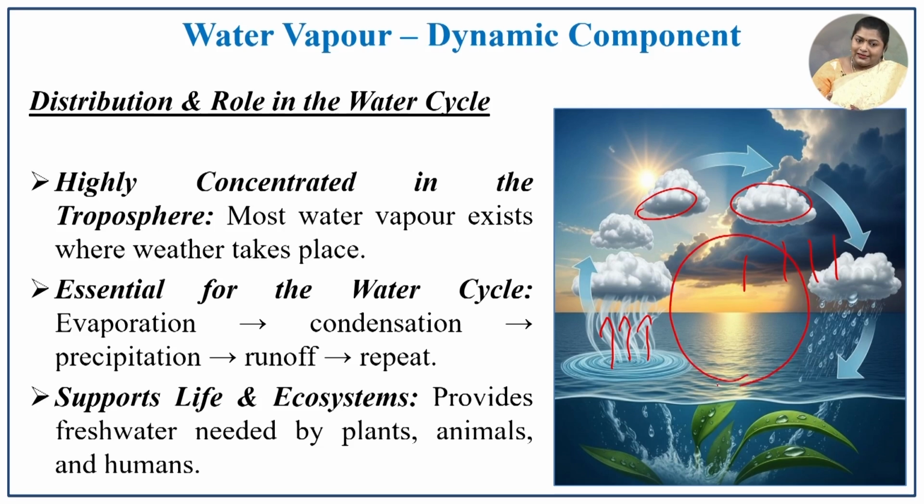So for this water cycle, which is essential, water vapor is much more essential. It is also a life support, and it supports the ecosystem of the earth's surface in the form of providing the fresh water which is needed by plants, animals and human beings. This is mainly because of water vapor content. The next is it also influences the climate variability.